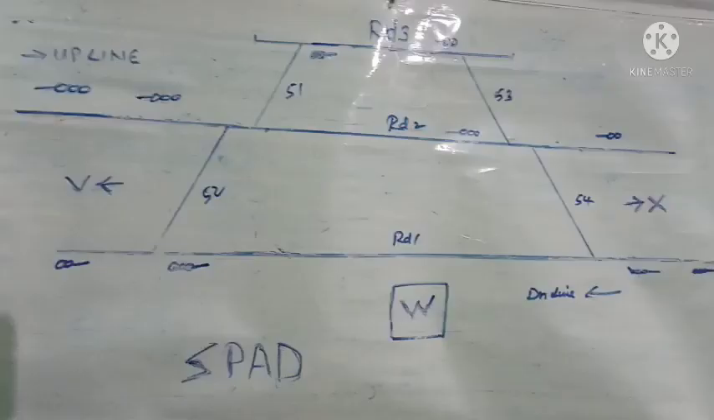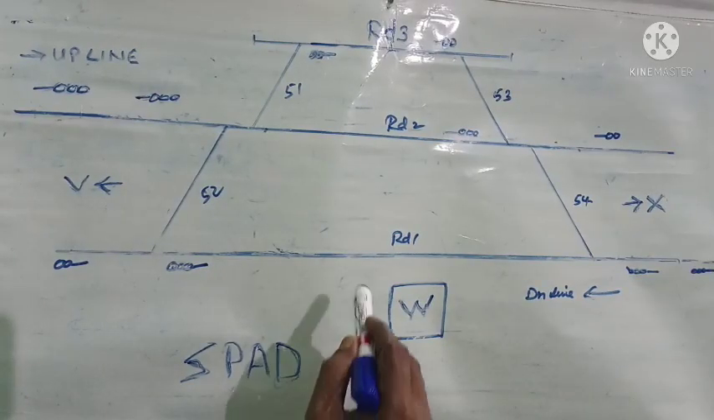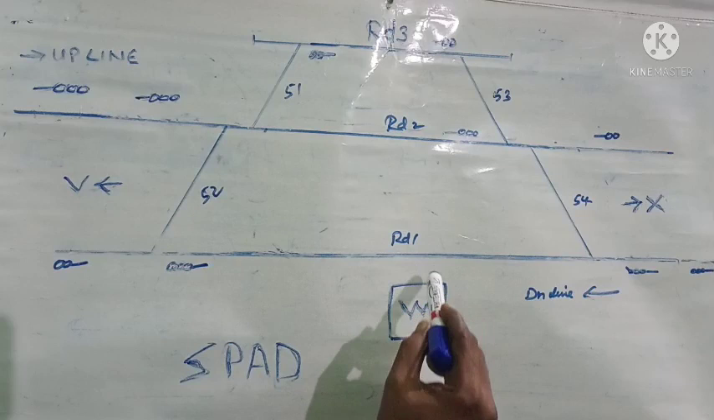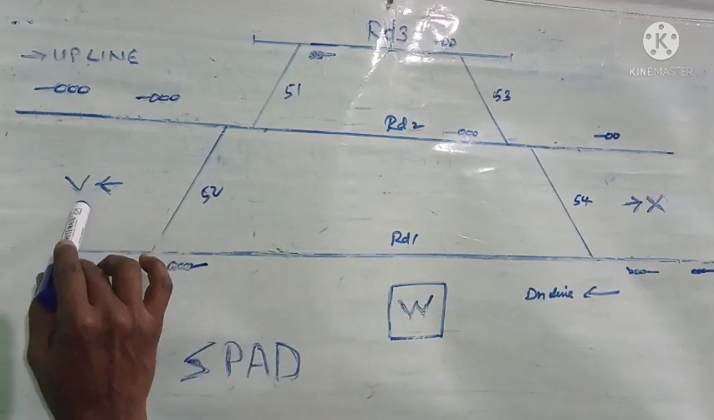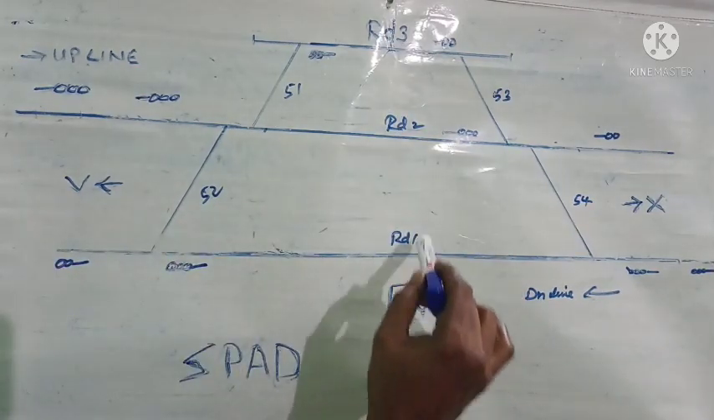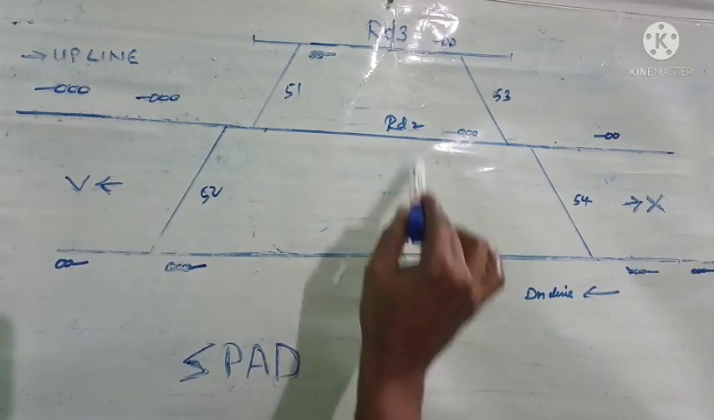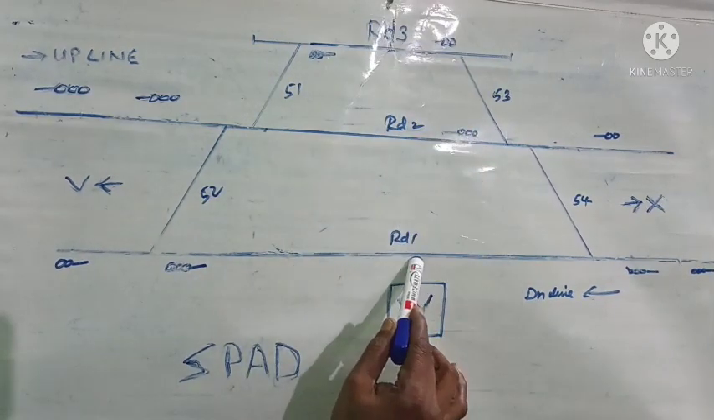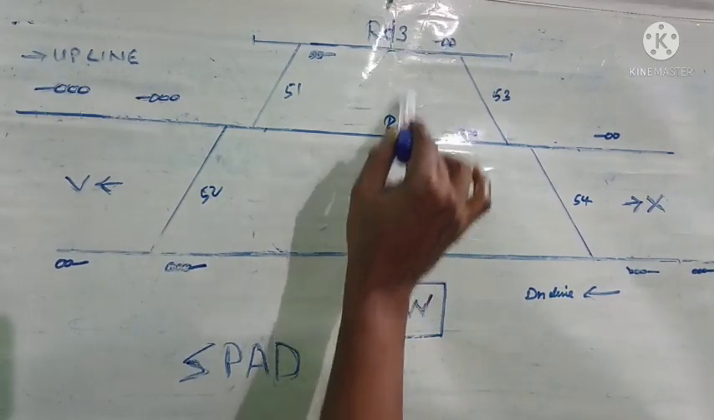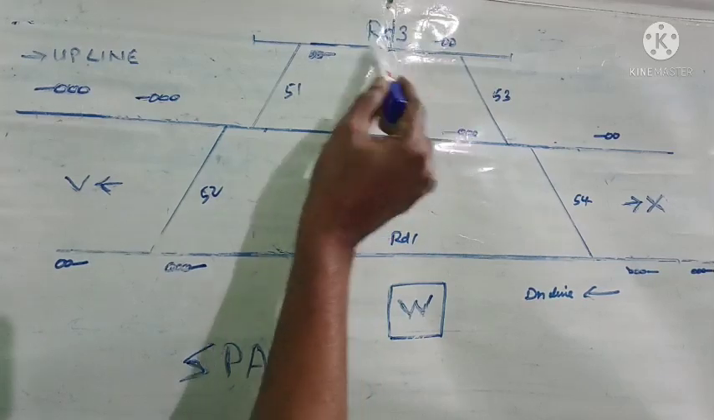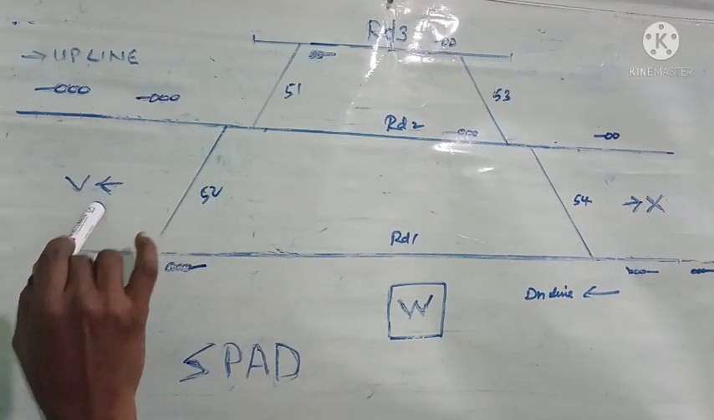The train is fast proceeding towards station W. Station W is almost similar to that of station V. The yard is almost similar. It has got road 1, road 2, road 3. Road 1 is down main line, road 2 up main line, and road 3 common loop. This is the same as that of station V.